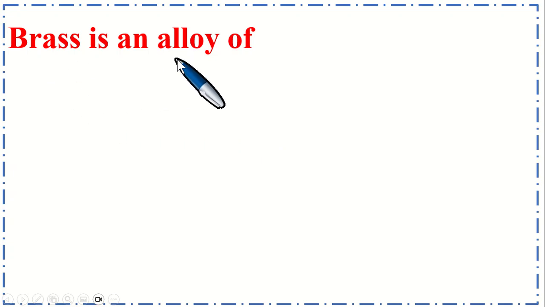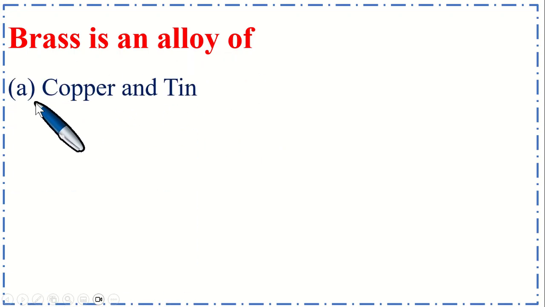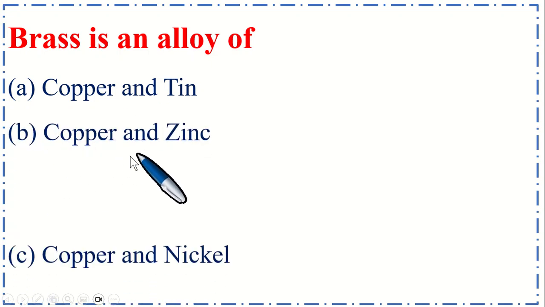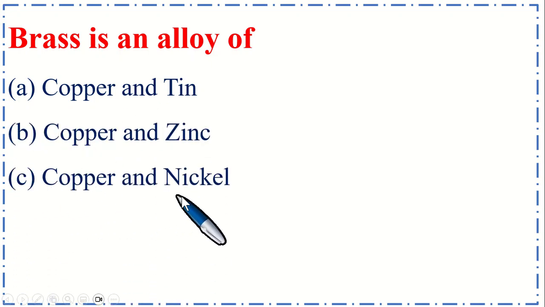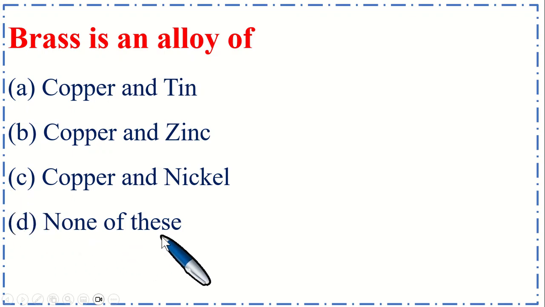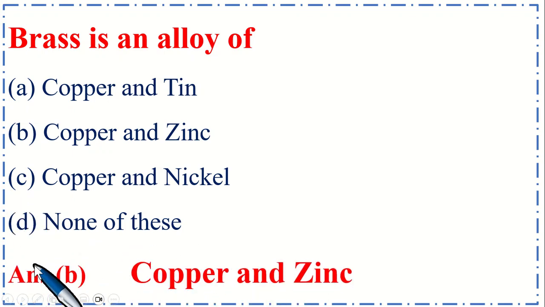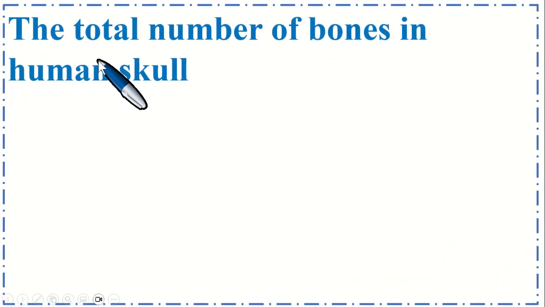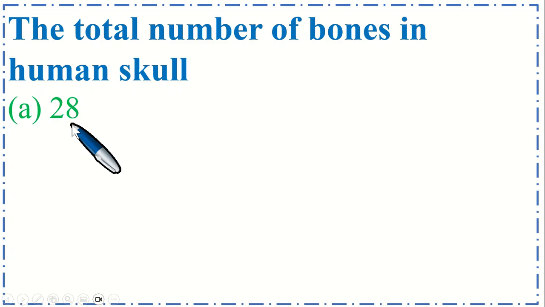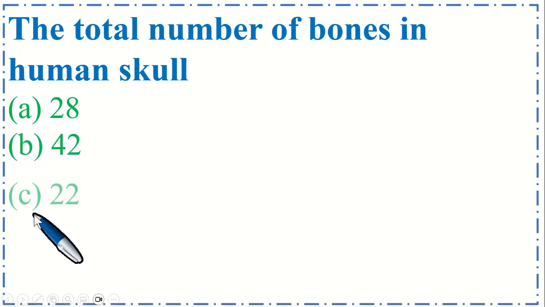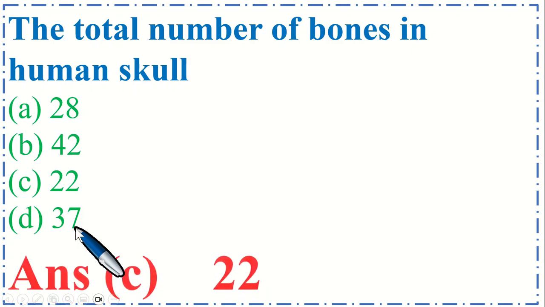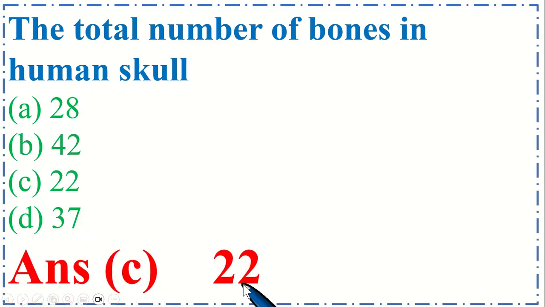Brass is an alloy of option A copper and tin, option B copper and zinc, option C copper and nickel, and option D none of these. So the correct option is B copper and zinc. The total number of bones in the human skull is option A 28, B 42, C 22, and option D 37. So the correct option is C 22.